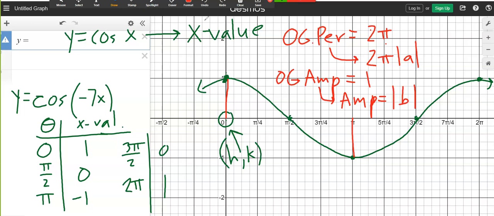Noticeably different, HK. HK sits on the center line, but it is not an actual coordinate on the graph. It sits under the max.